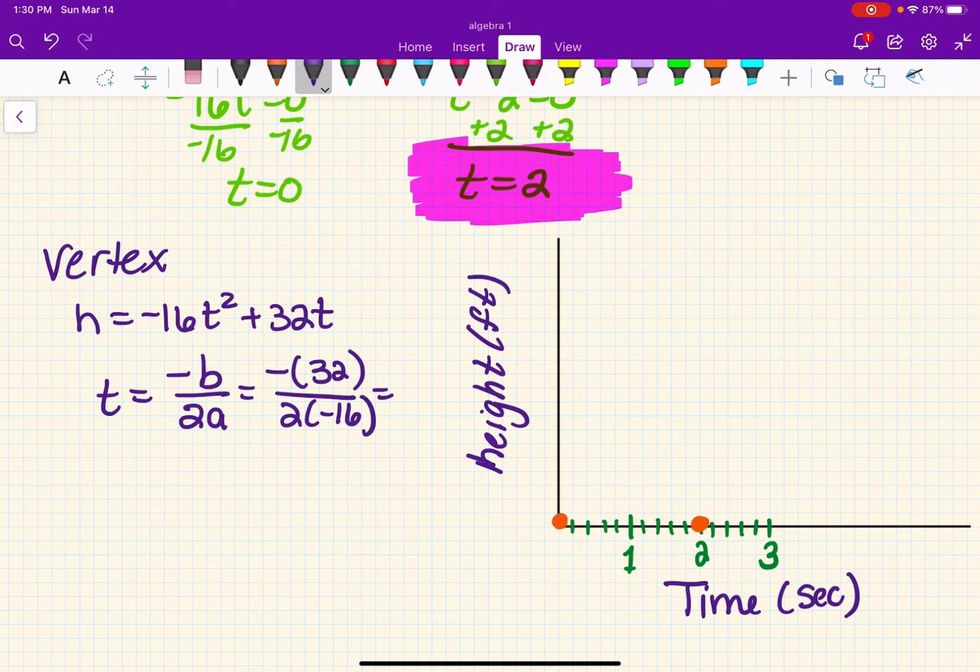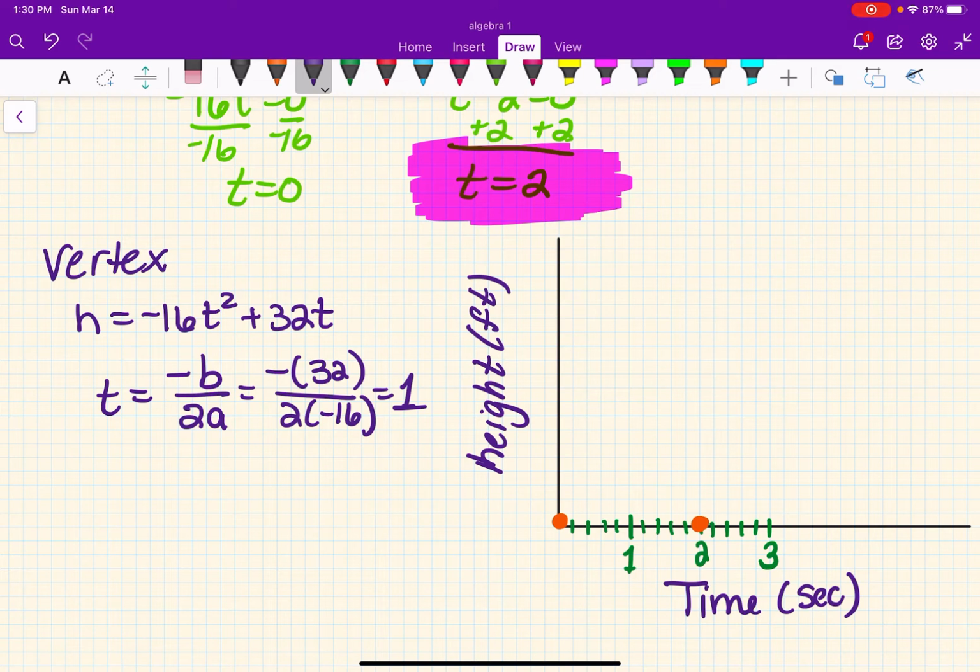So that's going to be negative 32 over 2 times negative 16. So what do we get there? And this is the work I want to see. I need to see this work. If you're turning crap in and it has no work on it, I know you just copy my answers, and it's making me increasingly more angry. So you should get, at 1 second, we're at the maximum height.